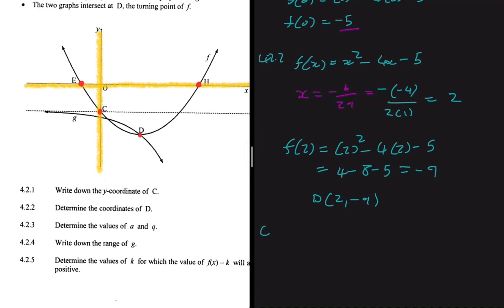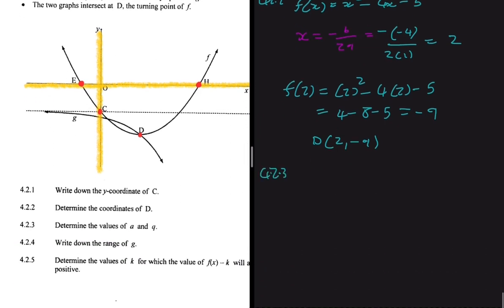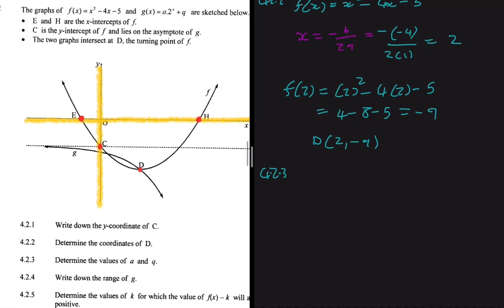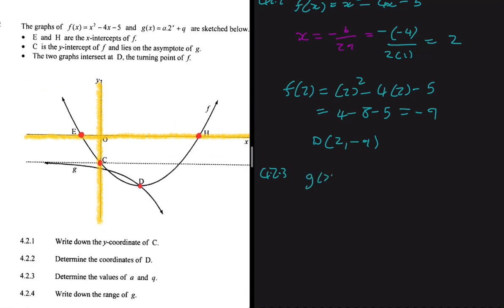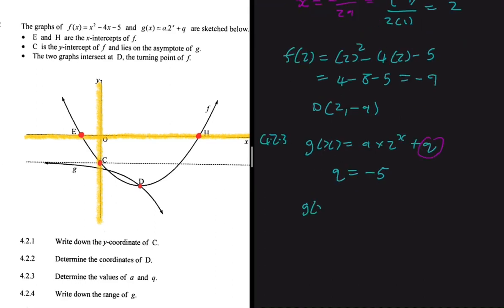Now let's do 4.2.3. We're looking for the values of a and q from our graph g of x. So g of x is equal to a multiplied by 2 to the x plus q, right? q is the asymptote of our graph, but we are told that the asymptote of g is at the y-intercept of f. So we can easily say that q is equal to minus 5. So if q is equal to minus 5, then g of x equals a multiplied by 2 to the x minus 5.